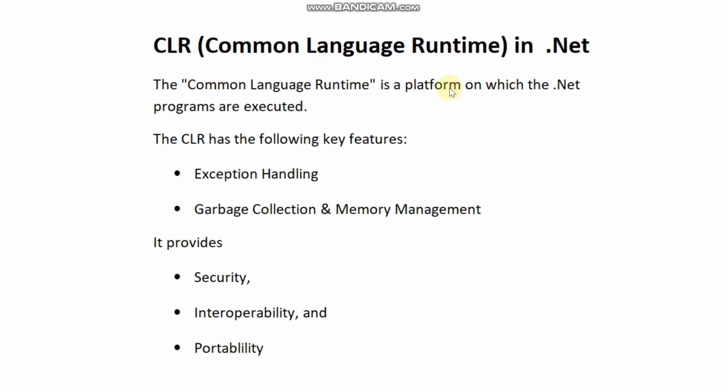CLR in .NET. CLR is one of the main components of .NET. It is a program execution engine that loads and executes the program and converts it into a native code or machine understandable code. It acts as an interface between the framework and operating system. It is quite similar to JRE in Java. CLR has the following key features.